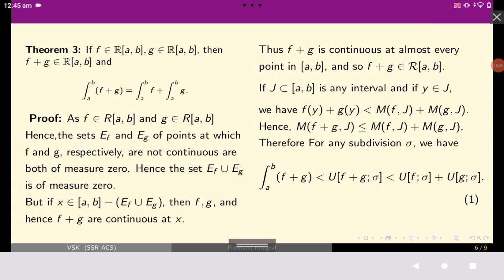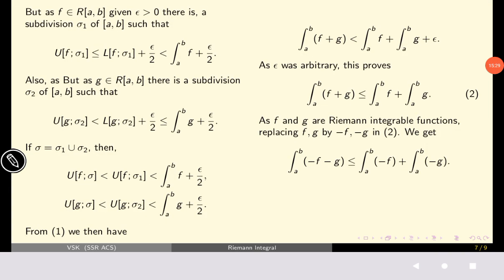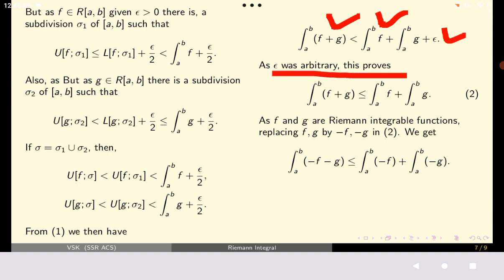because of this is 1, we have that the integral from a to b of f plus g is less than or equal to the integral from a to b of f plus the integral from a to b of g plus epsilon. But as epsilon is arbitrary, this proves that the integral of f plus g over [a,b] is less than or equal to the integral from a to b of f plus the integral from a to b of g.